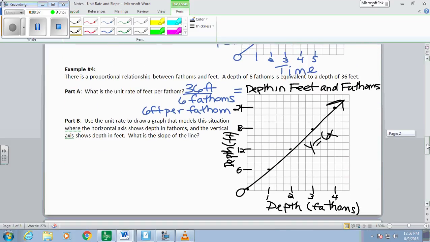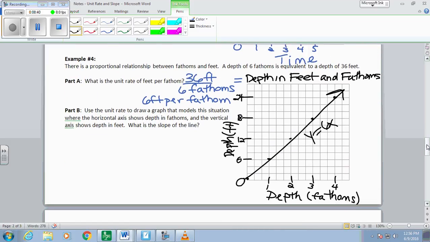And for number 4, I got for my unit rate to be 36 feet per fathom, which gave me 6 feet per fathom. And that will mean that the final slope will be 6, because the slope and the unit rate are the same thing. In my graph, I did connect my dots again, because I could be 1 3/10 fathoms down, and that would have a correct correlation to a point on my line here. So because that point does exist, I have to draw my line to connect the dots.